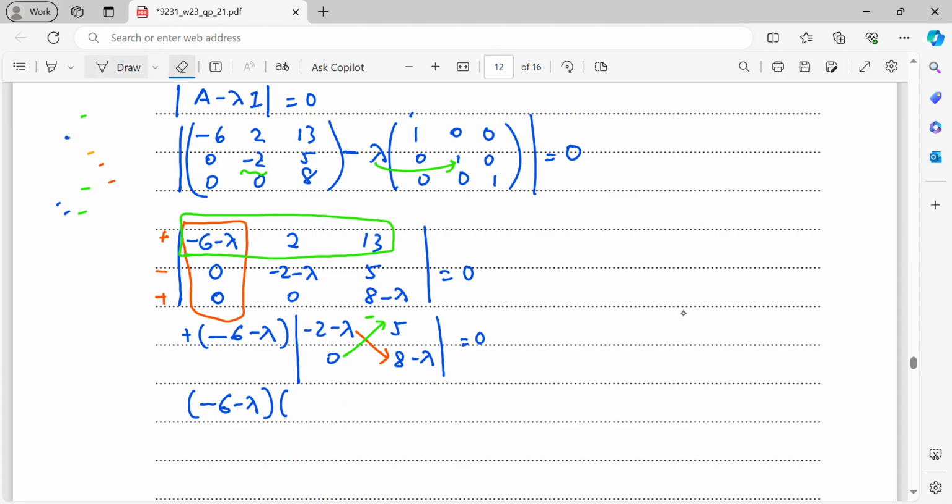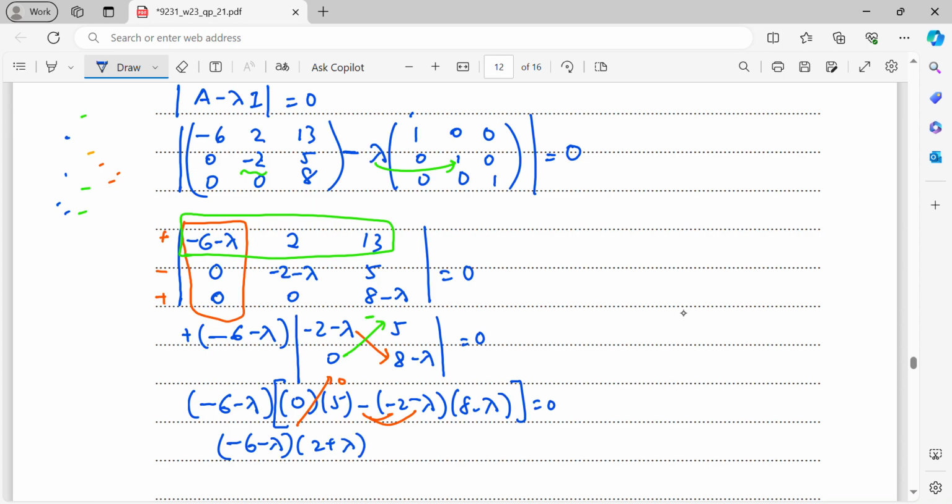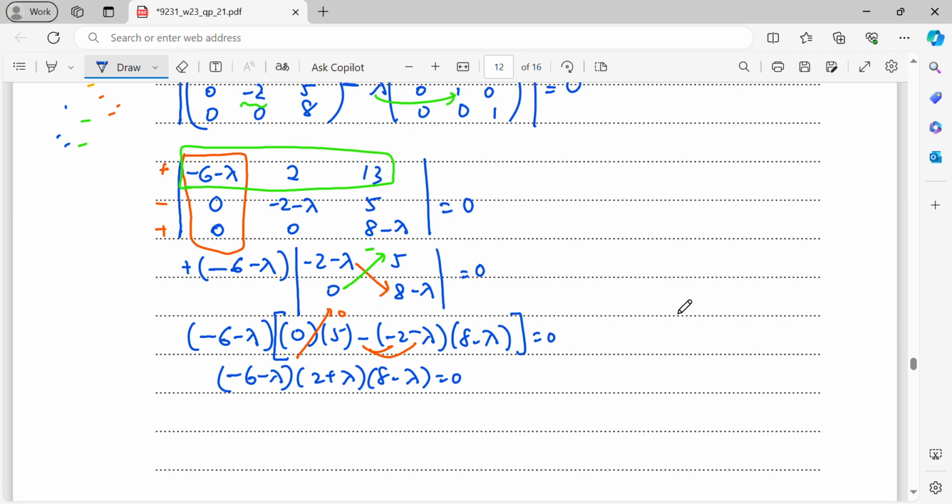Orange value, orange arrow, 0 times 5 minus 2 minus lambda times 8 minus lambda. So basically the first one will be 0. Here this minus I can just multiply into the first bracket, so I'm getting minus 6 minus lambda, bracket 2 plus lambda, then 8 minus lambda equals 0. The multiplication of these three values equals 0, which means one of them must be 0.